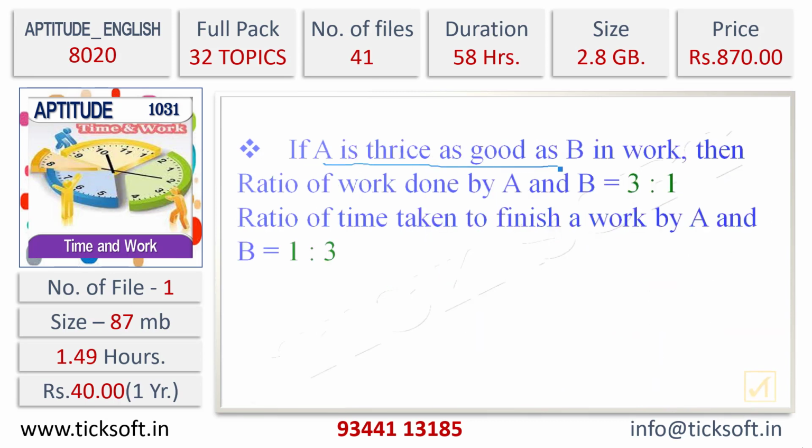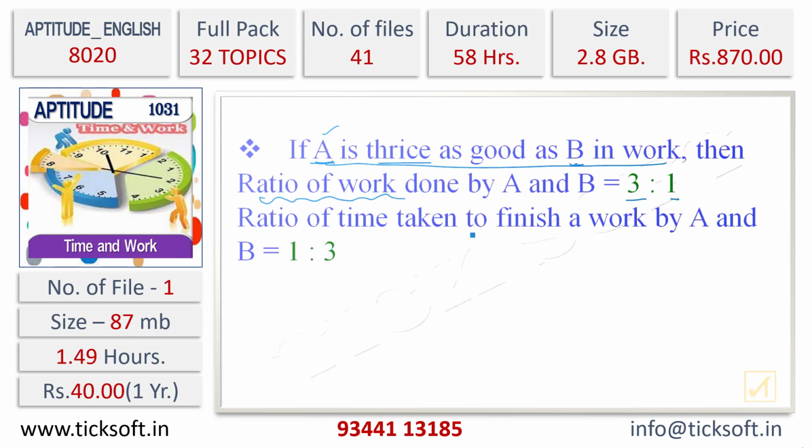And now we have the fifth formula. If A is thrice as good as B in work, then the ratio of work done by A and B is equal to 3:1. Here listen, A is thrice as good as B. So therefore A is more powerful than B. So therefore the ratio of work will be equal to this 3:1. That is, if B can do a work, so therefore the required ratio of work is 3:1.